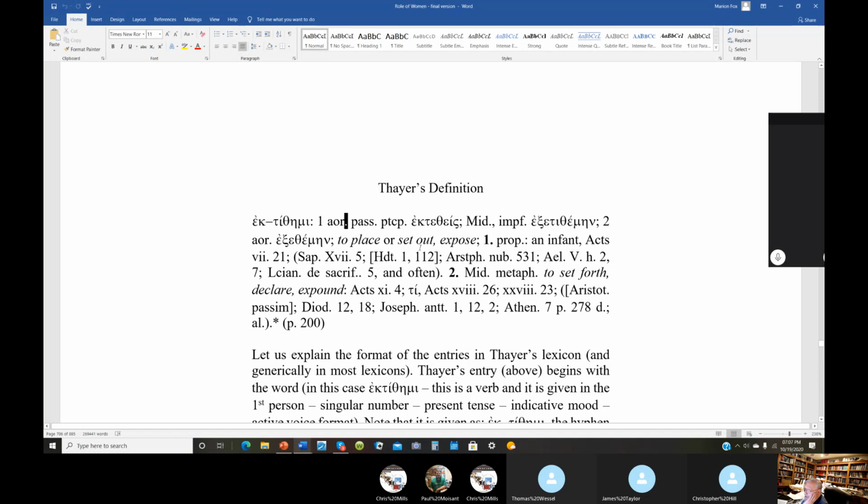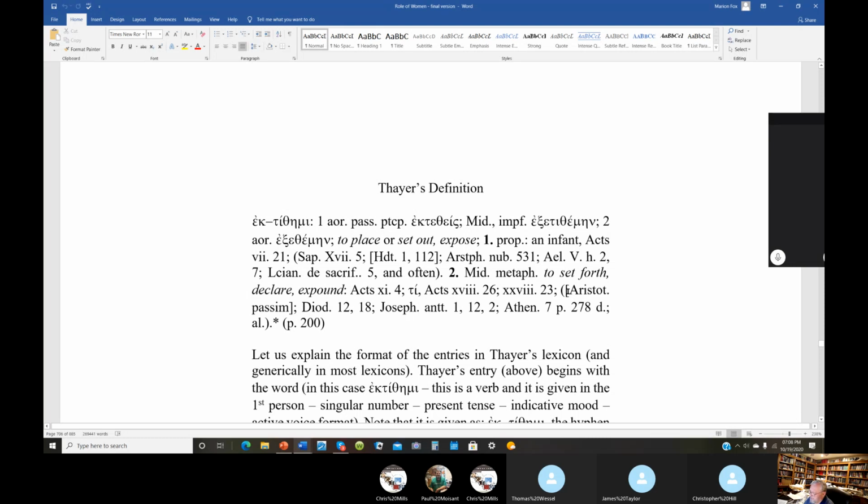Now, these right here are the ways that it's translated, or that the lexicographers say it means, as to expose an infant, okay? And they appeal to this passage, Acts 7:21, and then come down here and metaphorically to set forth, declare. That's his interpretation, right? And he's probably right. We have Acts 11:4, and then we have certain ones, Acts 18:26, Acts 28:23. Those are listings of it.